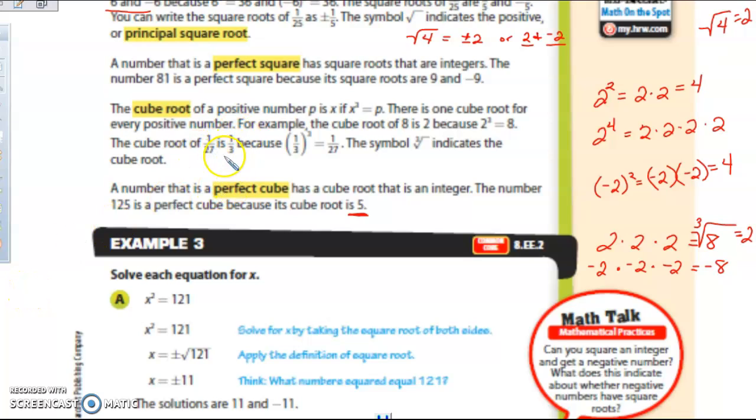Something else we're going to learn is how to do square roots and cube roots of fractions, and we'll come across that here in a few minutes.